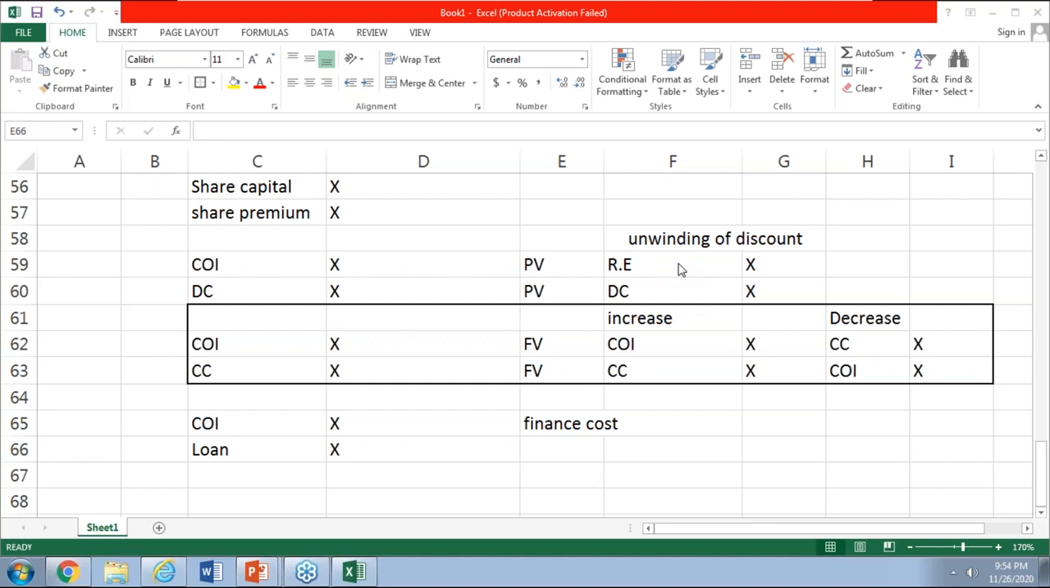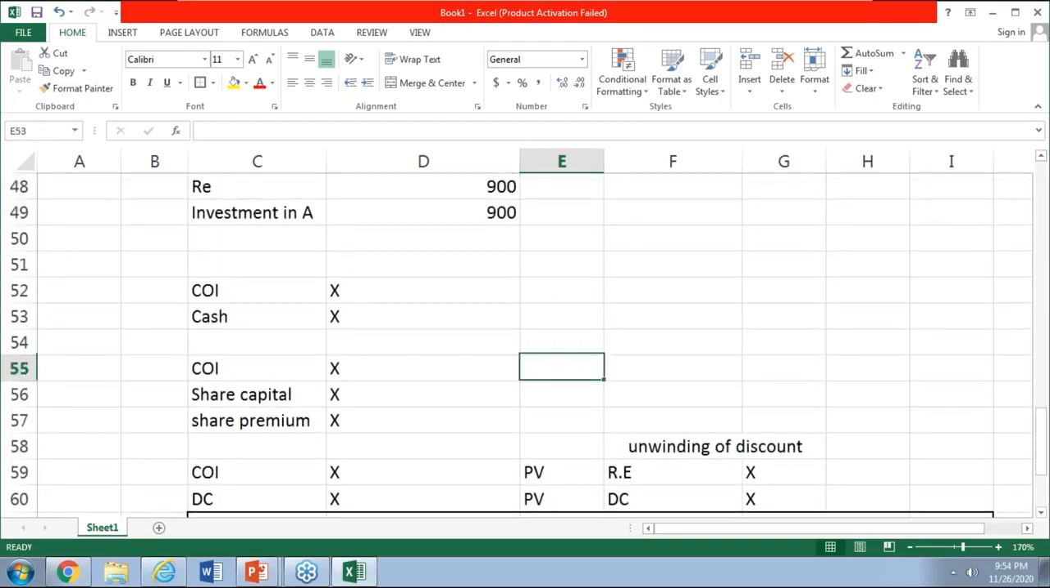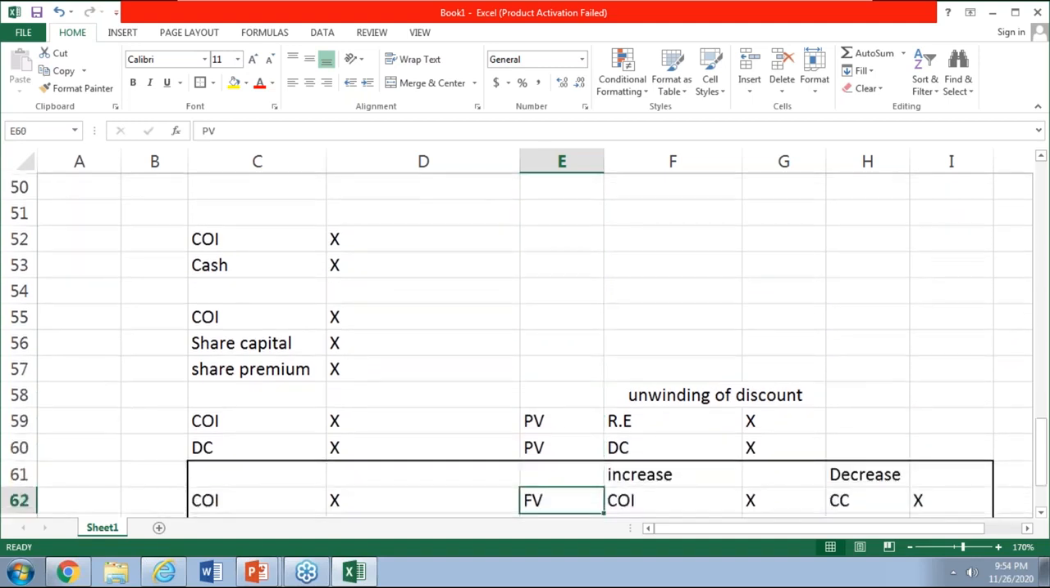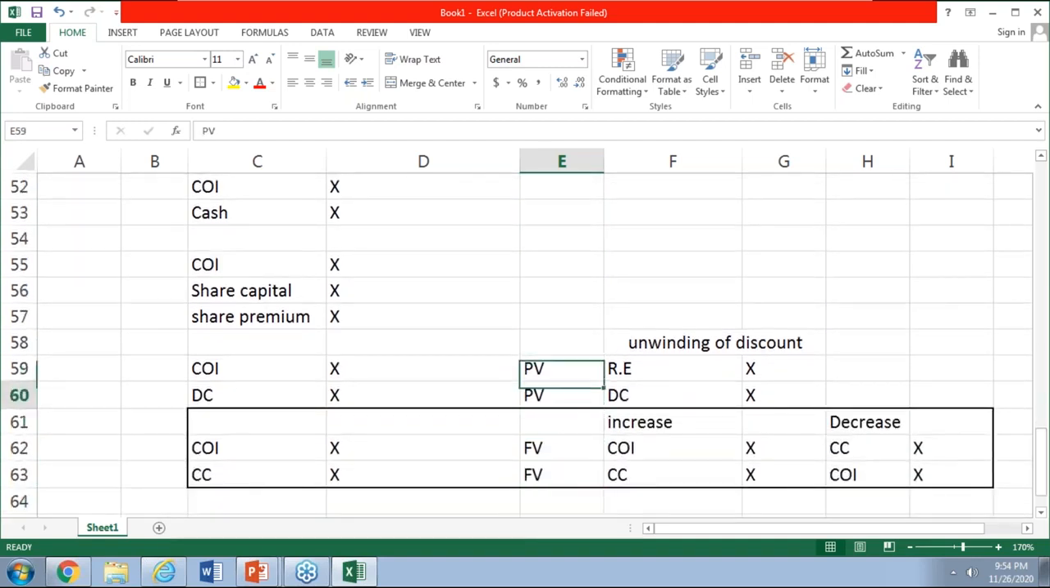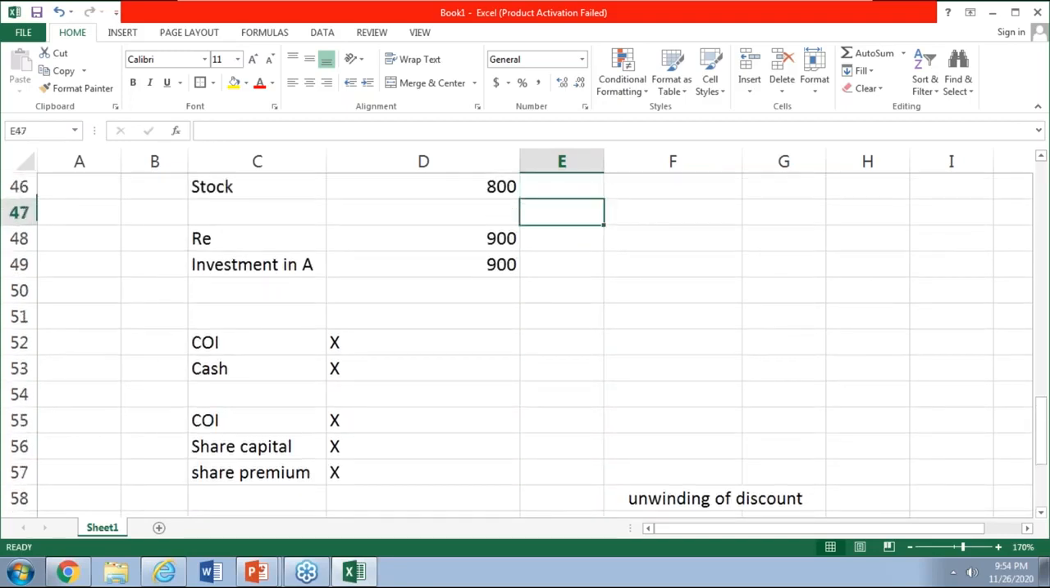Now you can ask anything if you want to ask about this topic. There are 5 types of investments. Unwinding of discount means we are moving from the present value towards the future value.